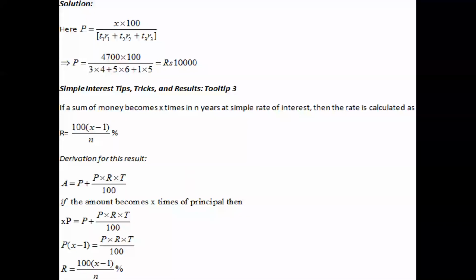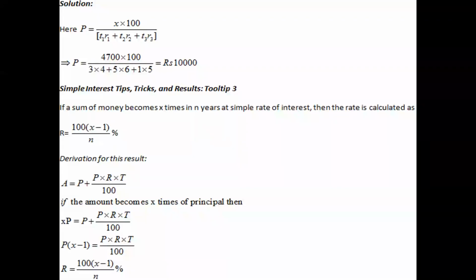Okay, so there are some tips, tricks, and results. These are important. If a sum of money becomes X times in N years at simple rate of interest, then the rate is calculated as R equal to 100 of X minus 1 by N percent. This is an important formula. You need to learn this formula, and also where to use it. These are shortcut formulas only.